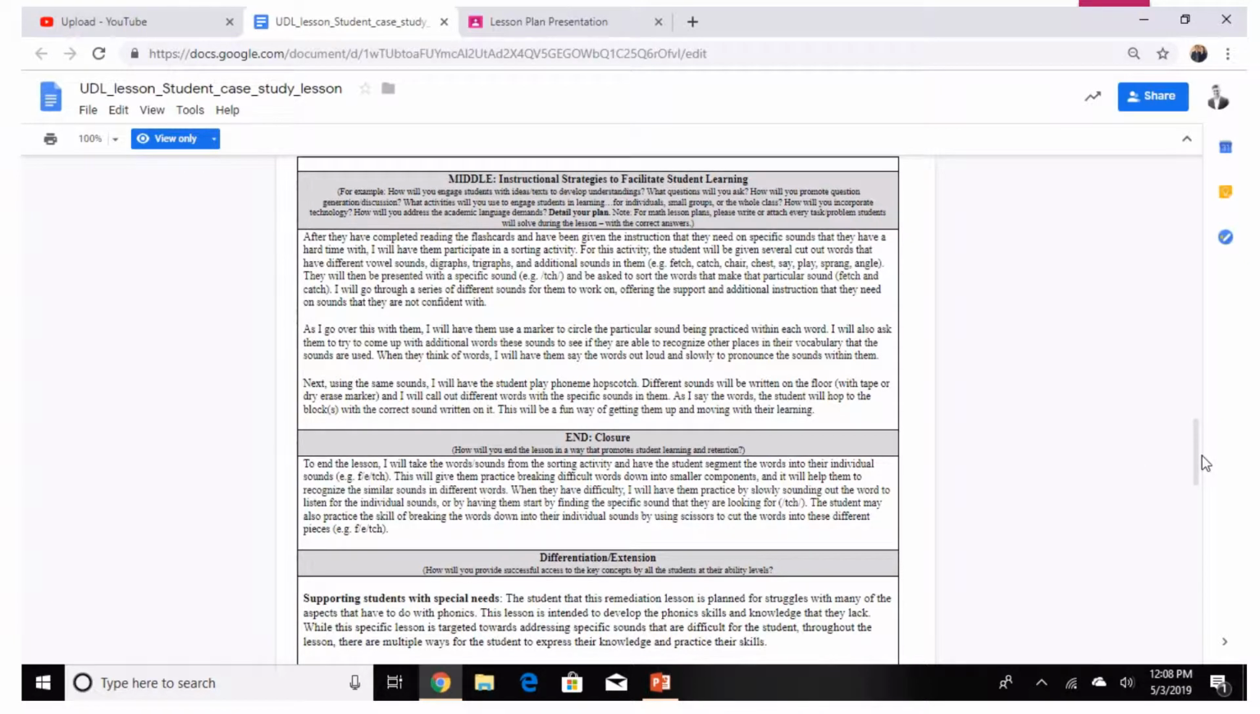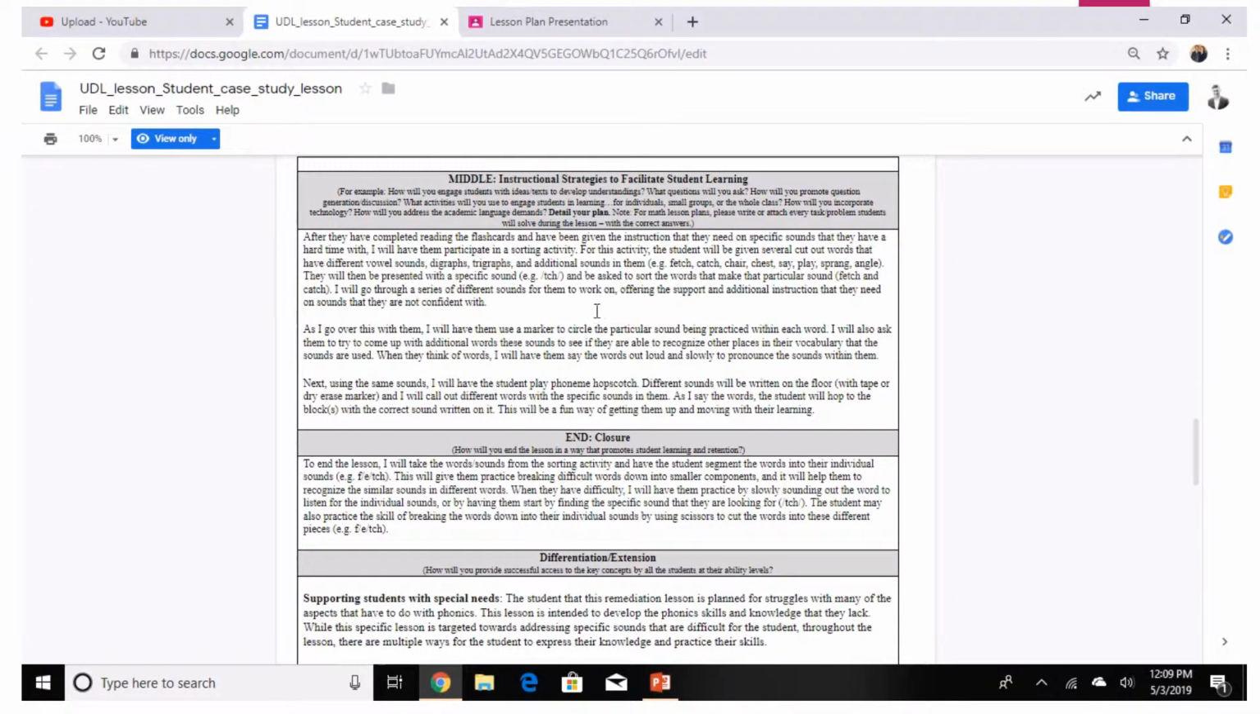So what he'll be doing is I'll have several cutout words with the targeted sounds in them. So for example, fetch, catch, chair, chest, say, and play, all of which have common sounds within them. So for fetch and catch, they have the common ch sound in them. And what the student will be doing is I will be presenting a sound to him.